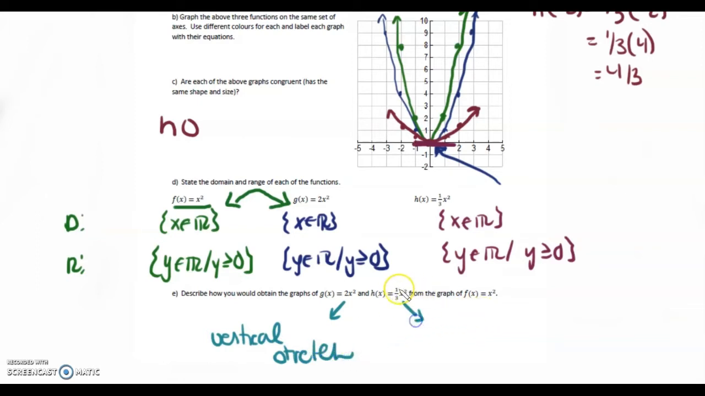And when we're talking about a third, compared to the blue, the maroon is pushed down more, right? It's increasing so much slower. So this is a vertical compression.